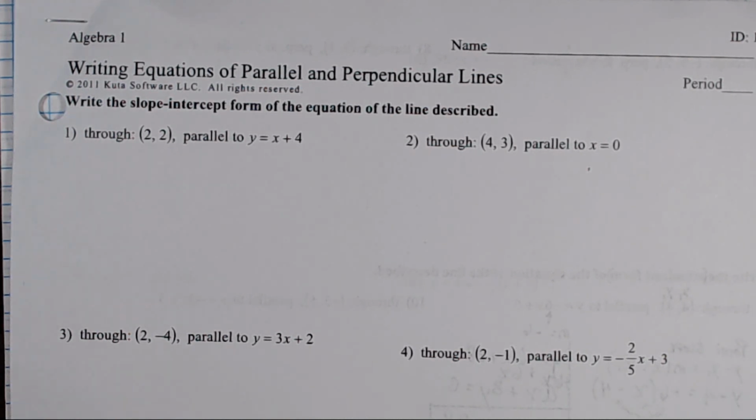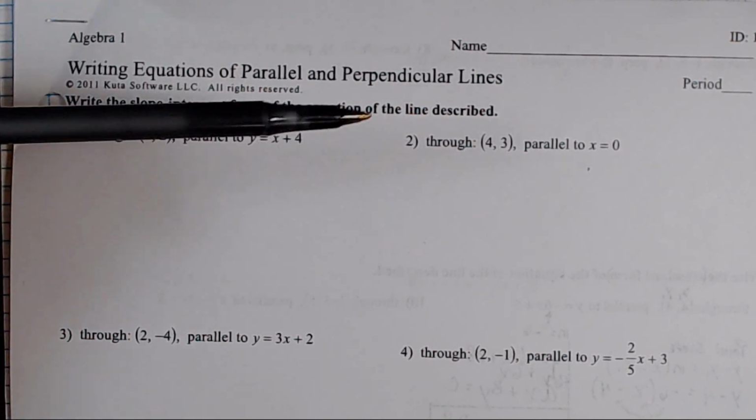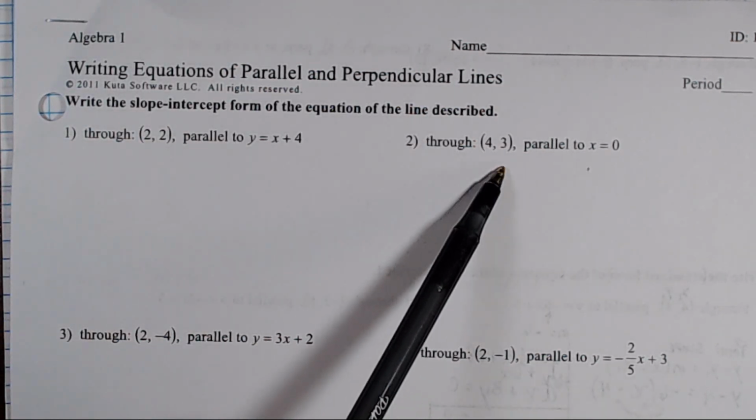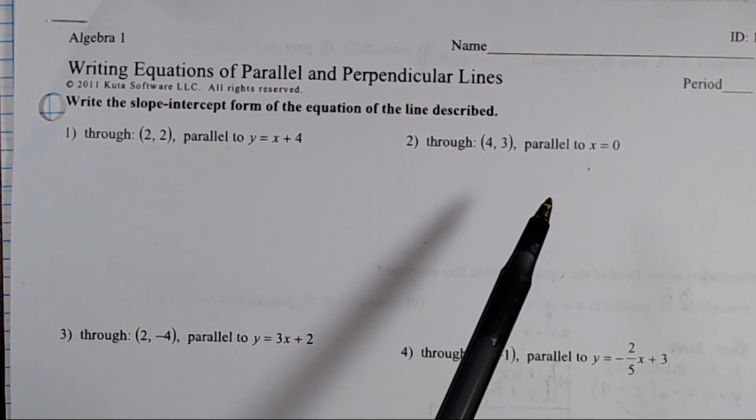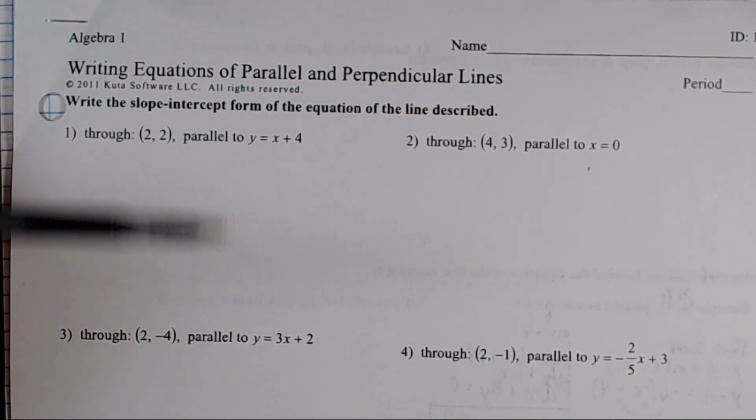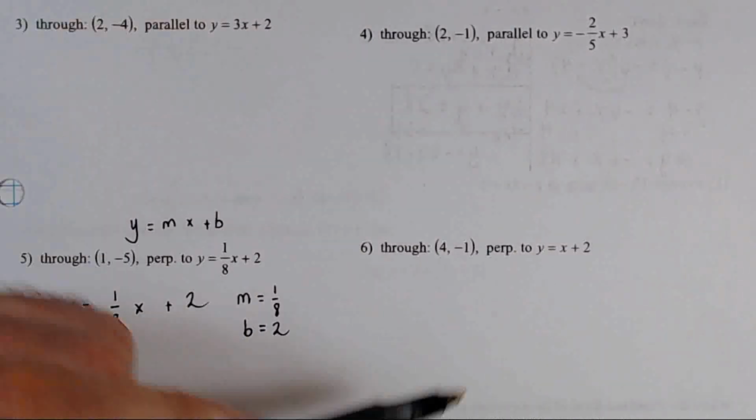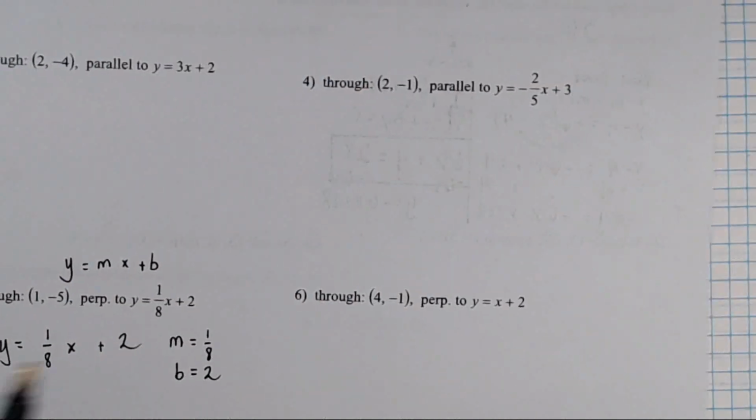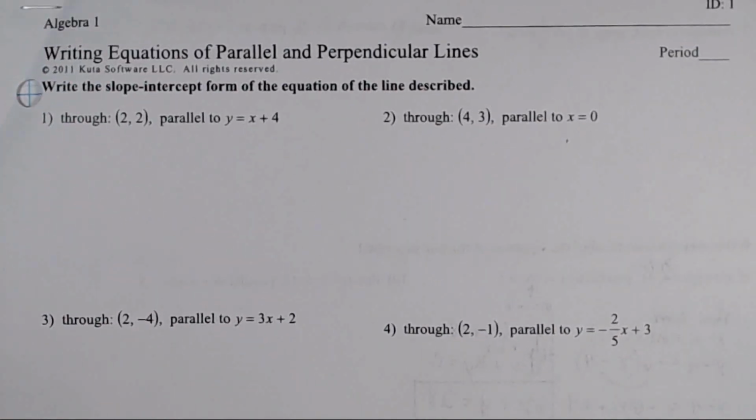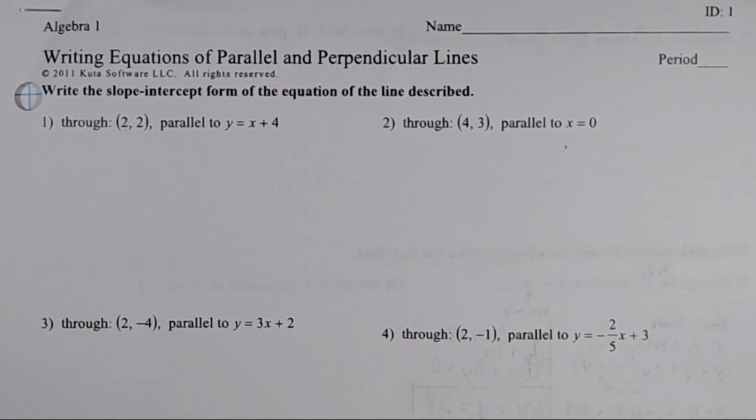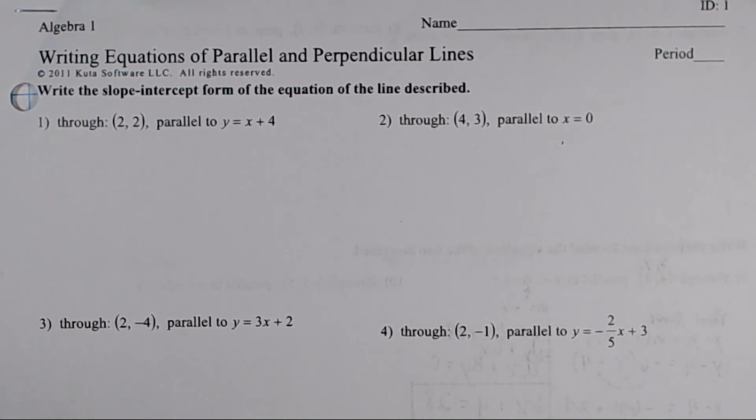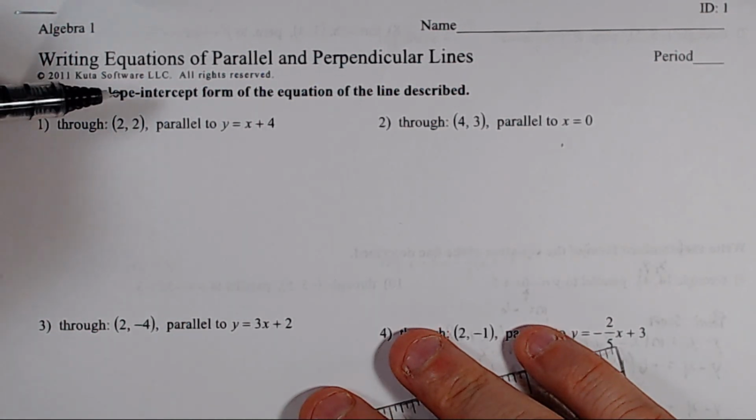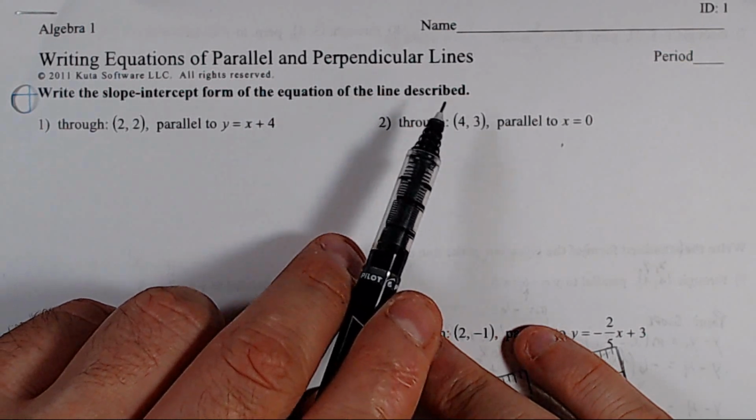I think we've covered number 1 to some degree, but I'll try to do a parallel line, because all the parallel line equations function the same way. And then I'll do a perpendicular line. I'll show you what we need to do for 2 and 6, and then we'll see where we go from there. I don't know how much time this is going to take. Okay, so it says here, write the slope-intercept form of the equation of the line described.